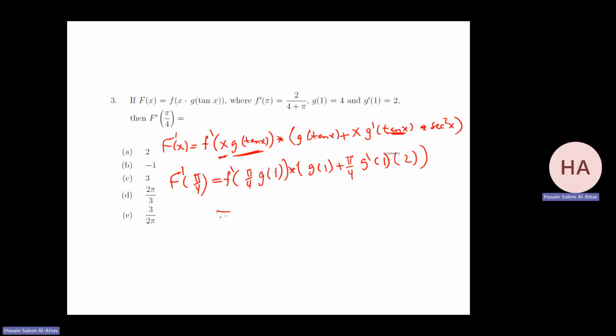Okay. Let me see what will happen. G at 1 is 4. So this is F prime at pi. Is there F prime at pi? Yes, we have it, times G at 1. G at 1 is 4. G prime at 1 is 2. So it's 4 plus pi. And F prime at pi is 2 over 4 plus pi, times 4 plus pi. That will be 2. That will be the answer.